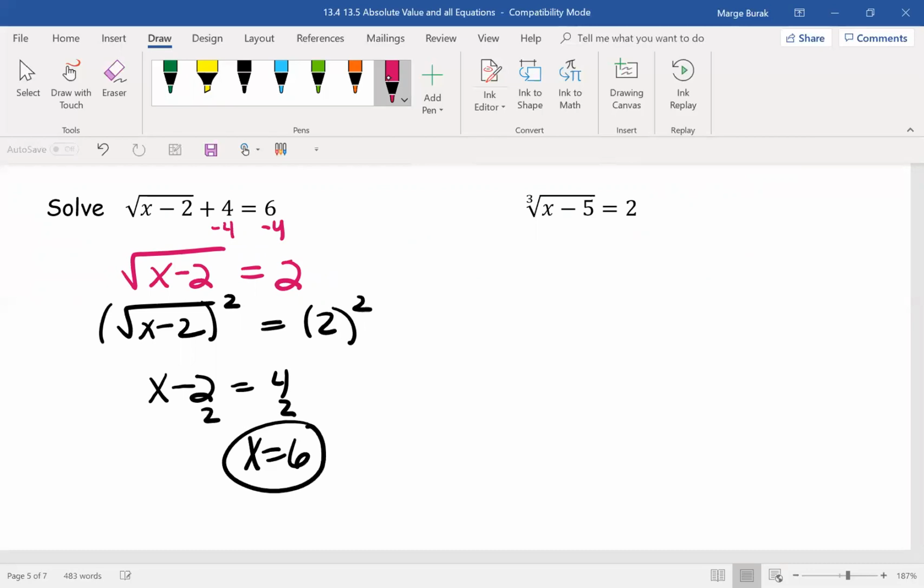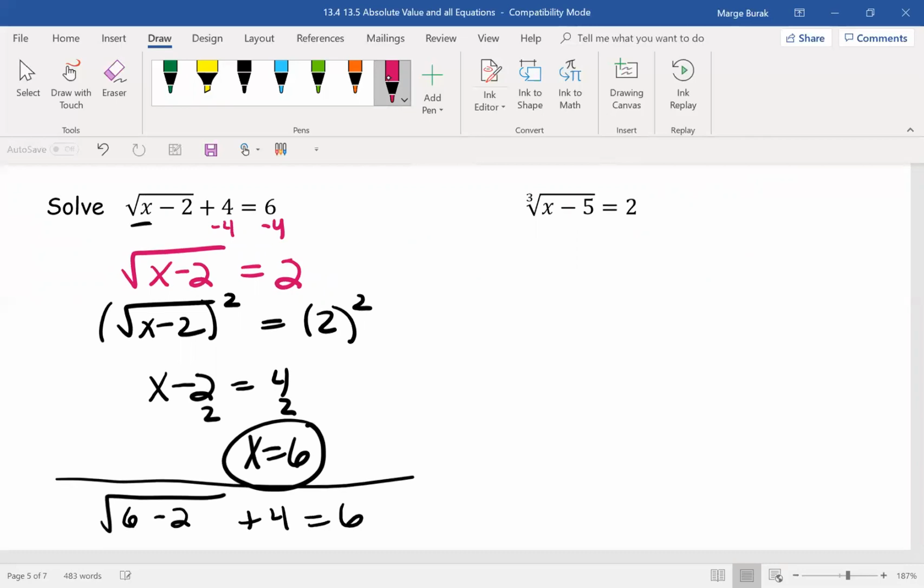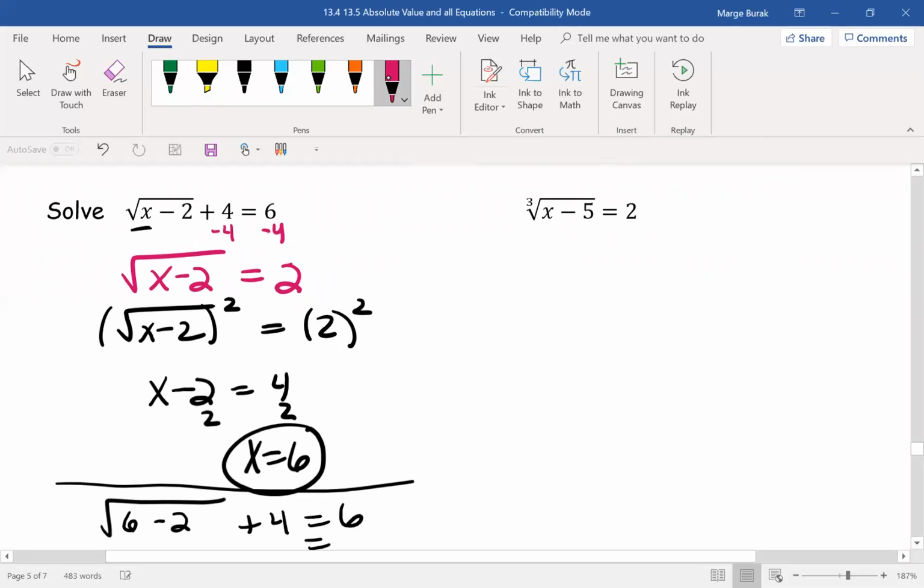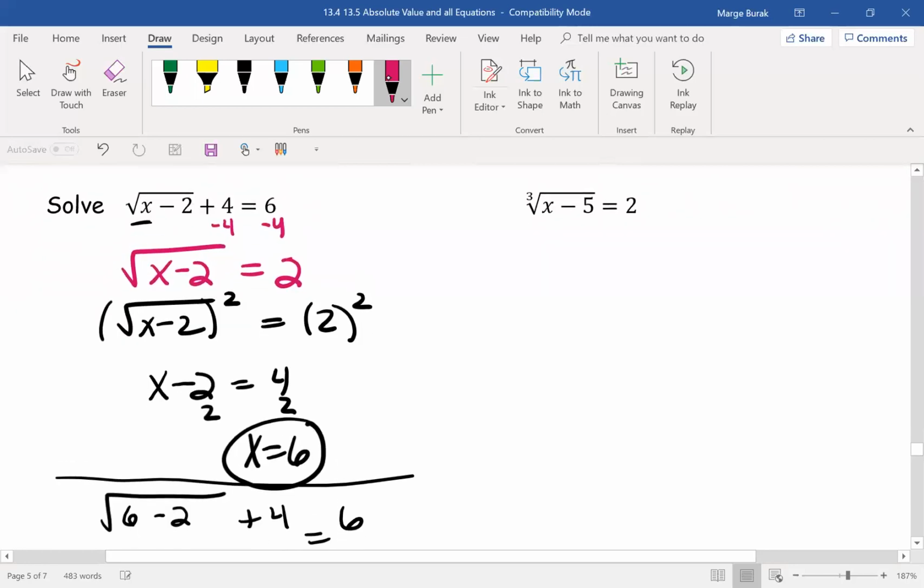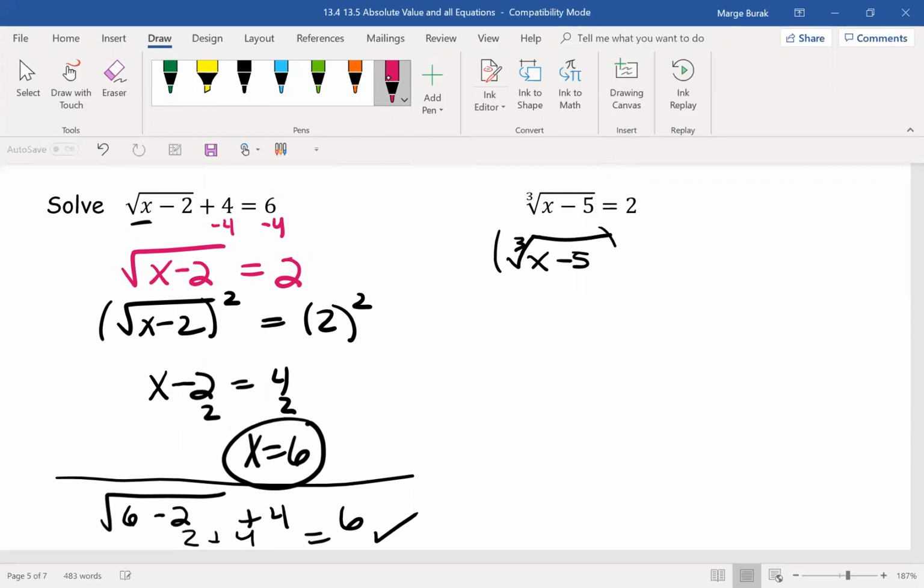We must check that. So let's go back to our original equation, and instead of x here, I'm going to put 6 minus 2 under the square root, and see if I get the square root of 4. Okay, so that would be the square root of 4, which is 2, plus 4 equals 6, and that checks.